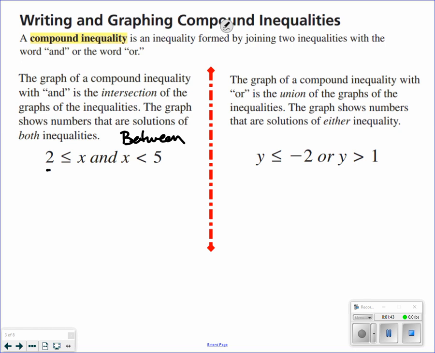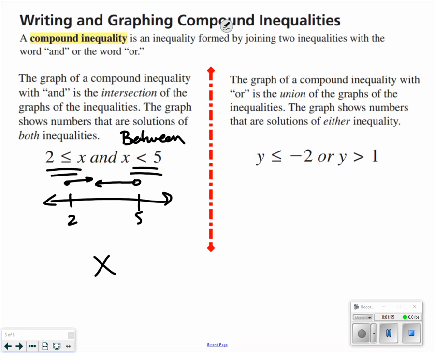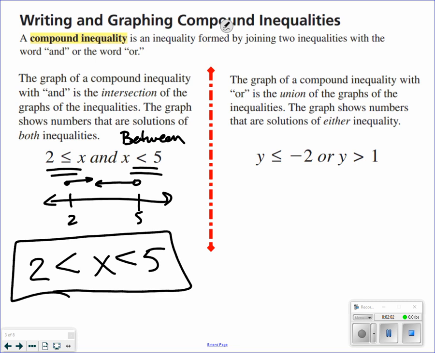If I graphed both of these on the same graph, less than 5 would go this way, and greater than 2 would go this way. And so what you're talking about is x is less than 5 and greater than 2, so between. I don't usually put the word and in. That does not make it wrong. Okay, so x can be greater than or equal to 2 and x is less than 5.